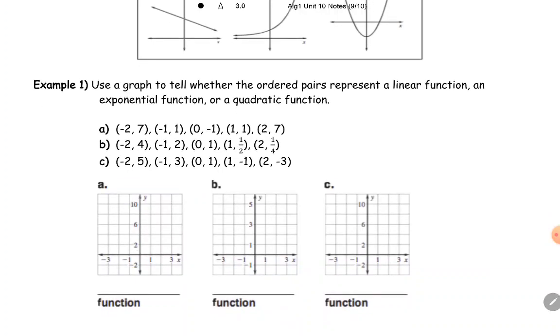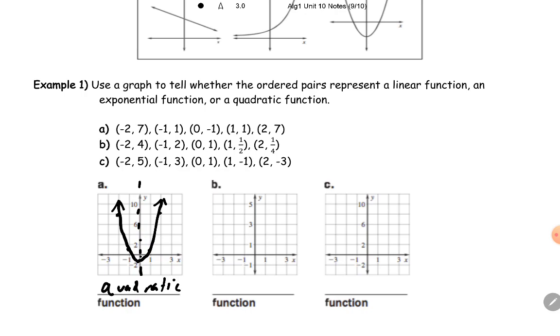So, part A, just plot our points here. (-2, 7), (-1, 1), (0, -1), (1, 1), (2, 7). So this looks like a U shape, and we can tell because it's symmetrical. This is a quadratic function.